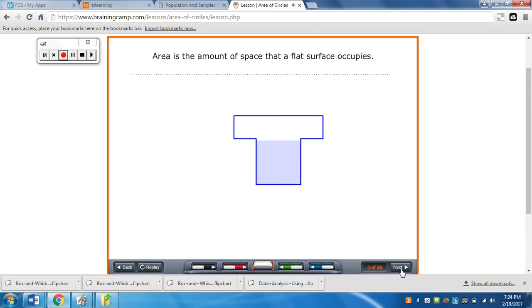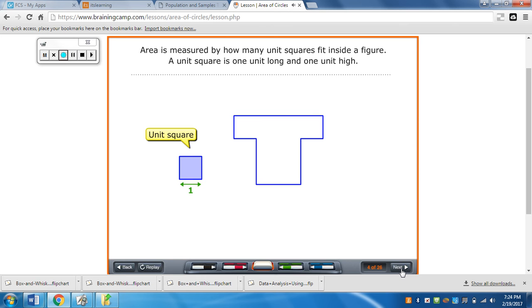Area is the amount of space that a flat surface occupies. Area is measured by how many unit squares fit inside a figure. A unit square is 1 unit long and 1 unit high.